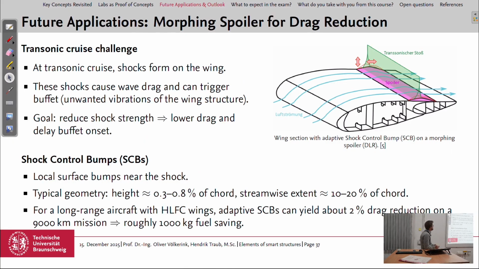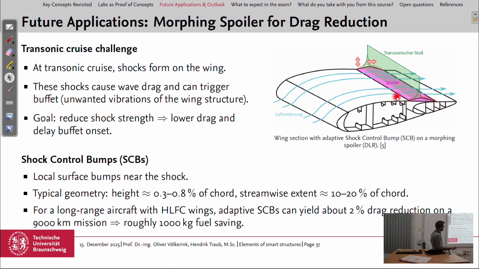Then another future application example: a morphing spoiler for drag reduction. At transonic cruise, shocks can form on the wing, and these shocks cause wave drag and can also trigger buffets, so unwanted vibrations of the wing structure. The goal was to reduce this shock strength to achieve a lower drag and also to delay the buffet onset. And they included shock control bumps here, which could be activated.